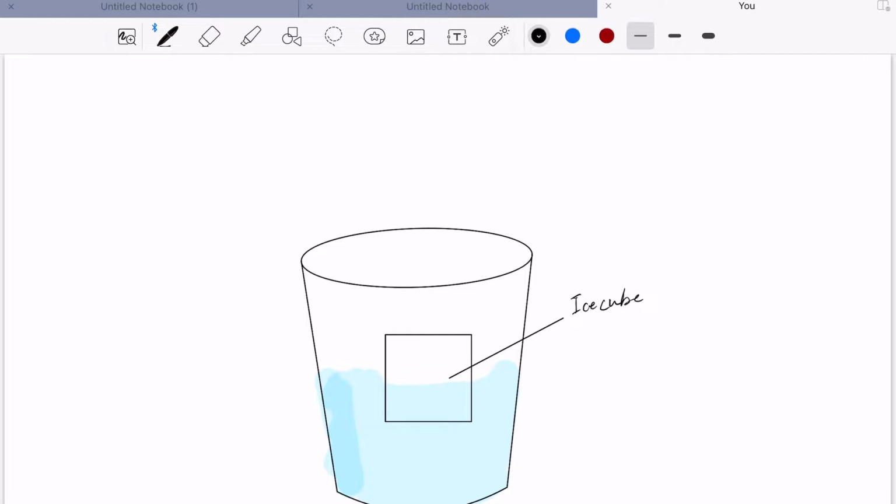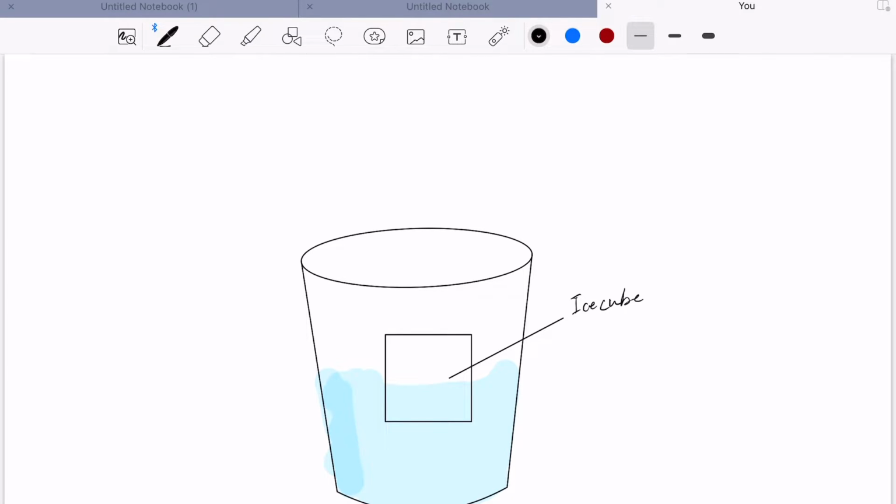Hello. So, have you ever wondered why ice floats on water? Well, today we're going to talk about something that involves density and a force called the buoyancy force. So, first of all, when an object is less dense than water, it will usually float. That is usually the rule that happens.